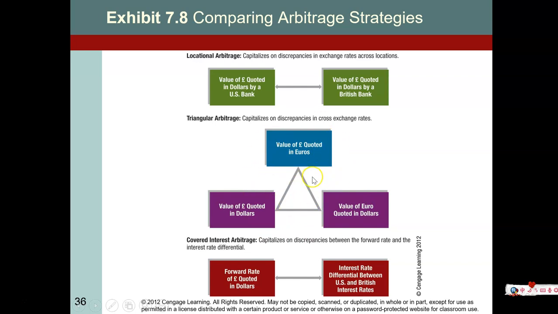Otherwise, we can arbitrage. Covered interest arbitrage capitalizes on discrepancies between the forward rate and the interest rate differential. Forward rate of pound quoted in dollars, interest rate differential between US and British interest rates. We can compare these two and see if we have a chance to do a covered interest arbitrage, by investing in the foreign country using their interest rate, and at the same time purchasing a forward contract to be locked in a forward rate.